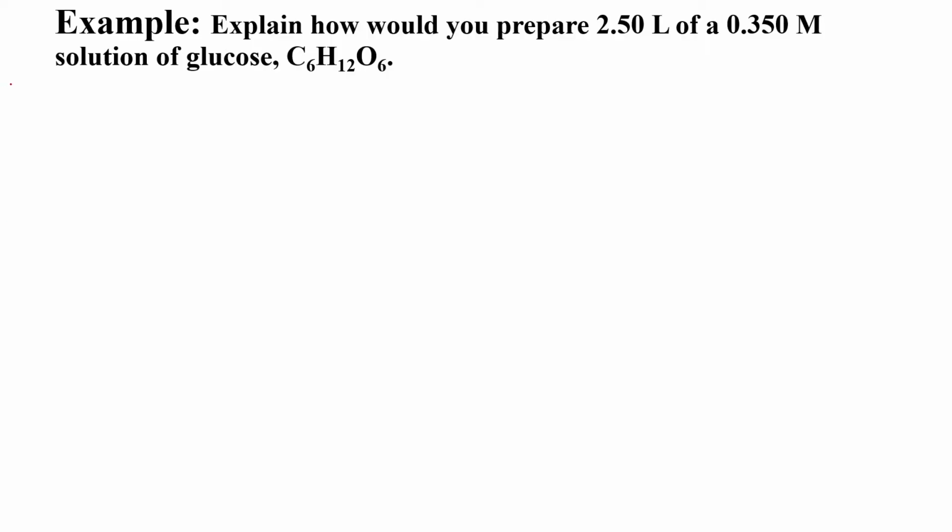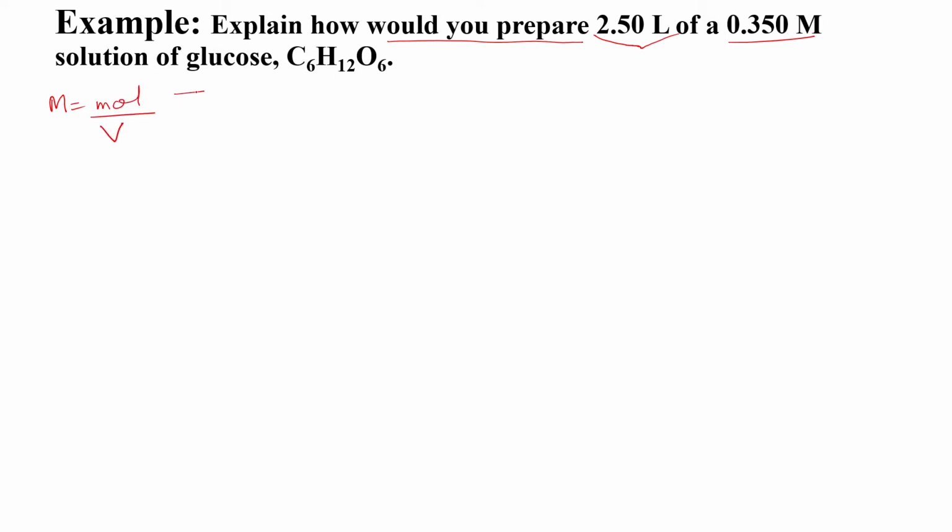Now let's see this example. Explain how you would prepare 2.5 liters of a 0.350 molar solution of glucose. Remember, if you are going to prepare a solution, you need to know how many grams of solute you need and what the volume of the solution will be. The volume of the solution is given, but how many grams of solute do you need? For that, you need to first find moles with the help of these two variables, and then convert those moles to grams. So let's do it. Let's first find the number of moles. We will start with our molarity formula.